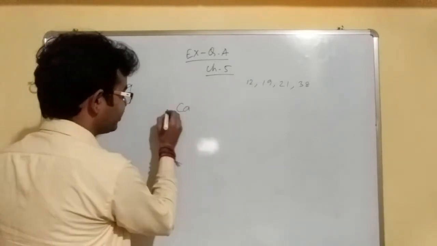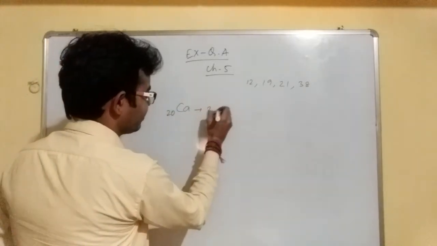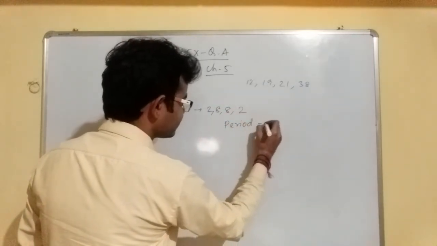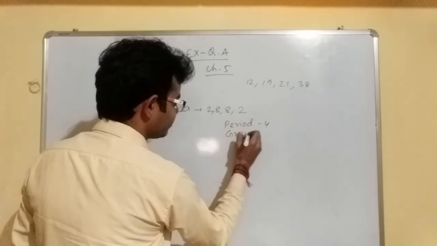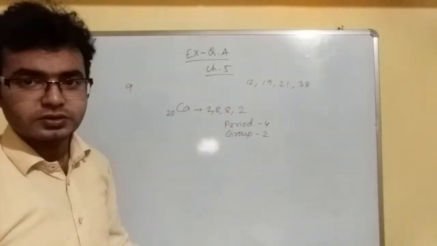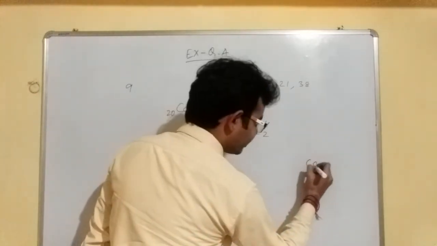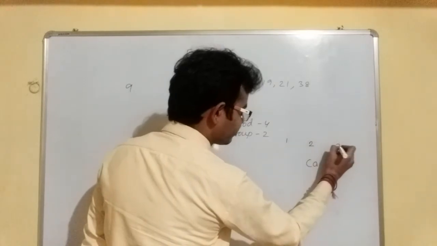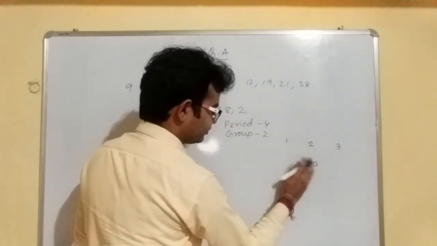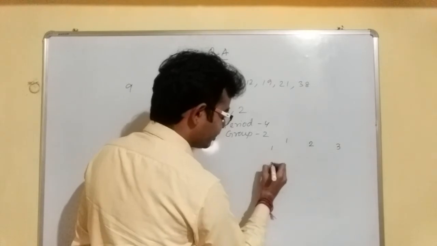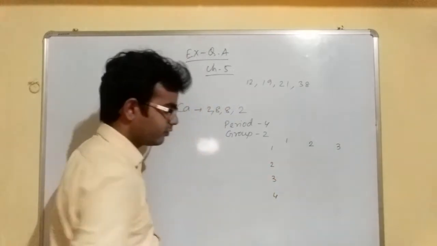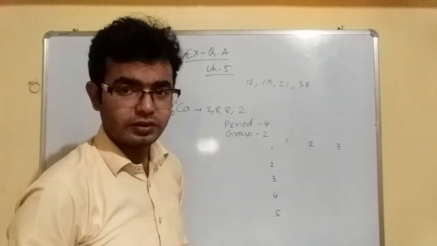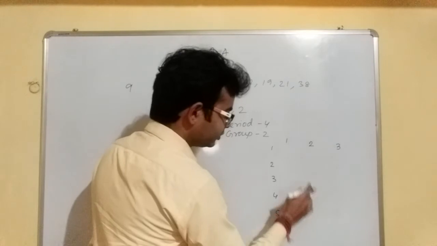So first we'll check the position of calcium. 2, 8, 8, 2. So its period is 4 and the group is 2. So hence we are getting calcium in group 2, period 4. Here it is group 1, group 2, group 3, and here period 1, period 2, period 3 and period 4. Next period 5 and so on. Hence we are getting the position of calcium.